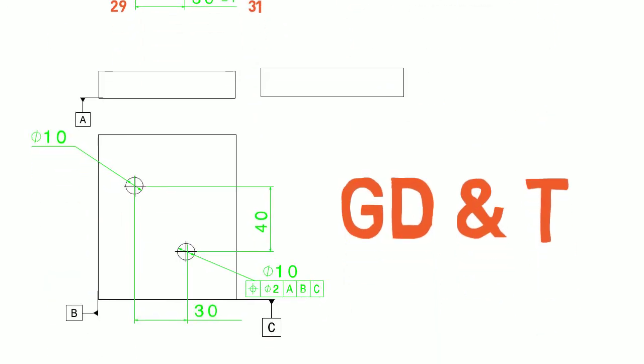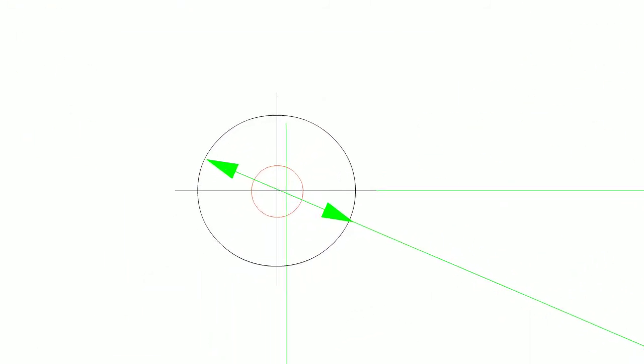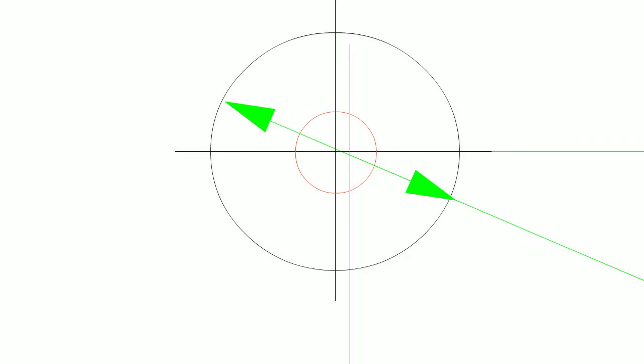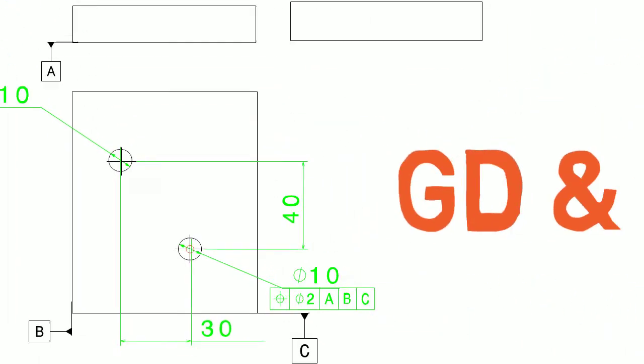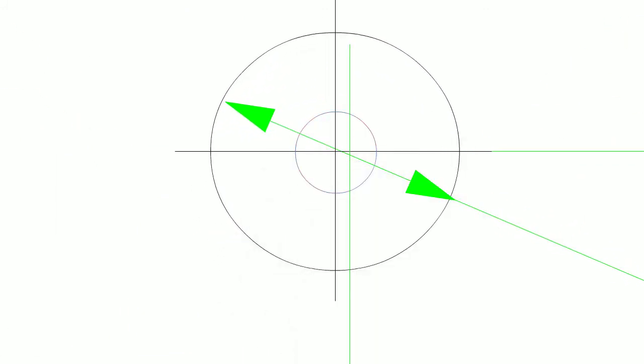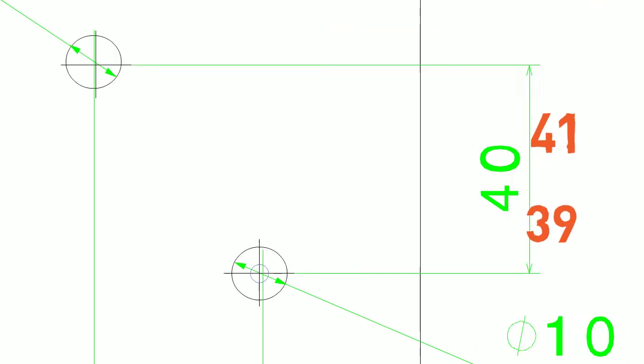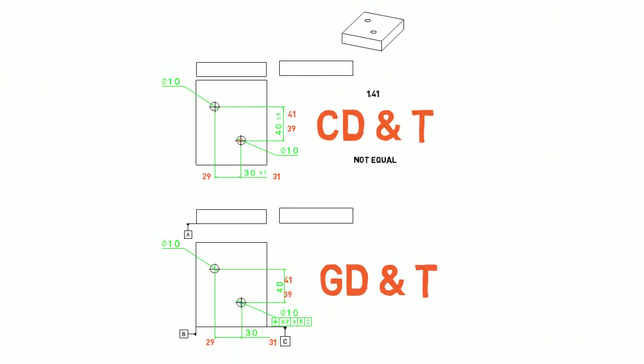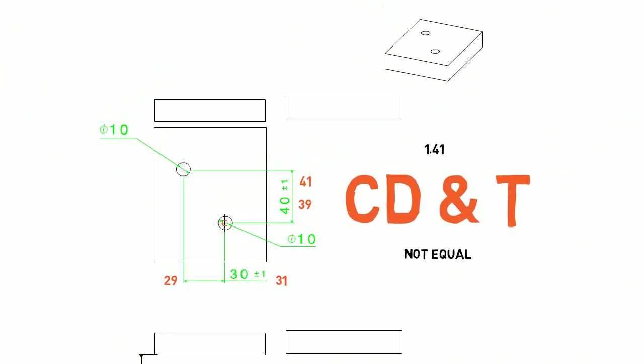In case of GD&T, this is overcome. Here phi 2 mm means the axis of this hole can lie in a circle having diameter 2 mm. So this 40 mm can go up to 41 mm and 39 mm. Here it can go up to 31 mm and 29 mm. And also we are getting plus or minus 1 mm in any direction. So it's better to go for GD&T rather than CD&T.